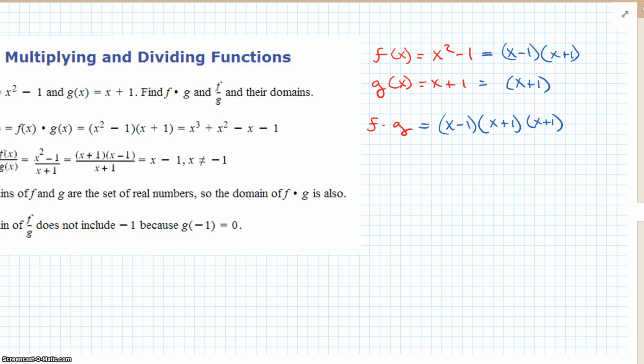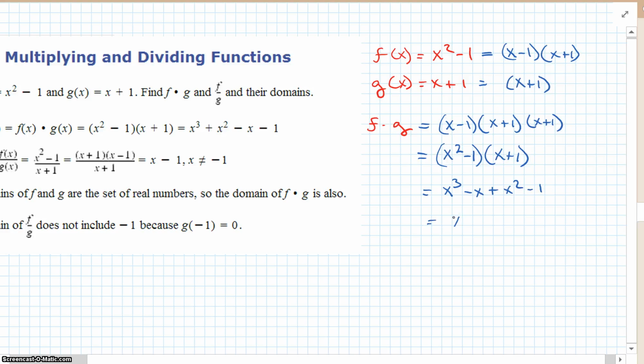So that's going to be x squared minus 1 times x plus 1. Now we're going to distribute. It's going to be x cubed minus x plus x squared minus 1, which would be x cubed plus x squared minus x minus 1.